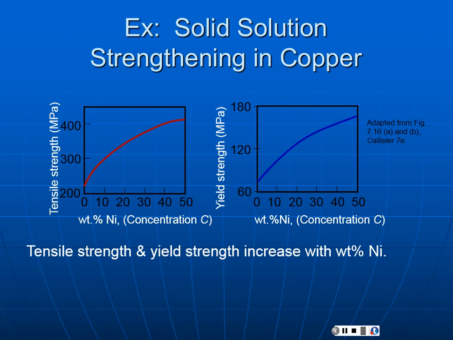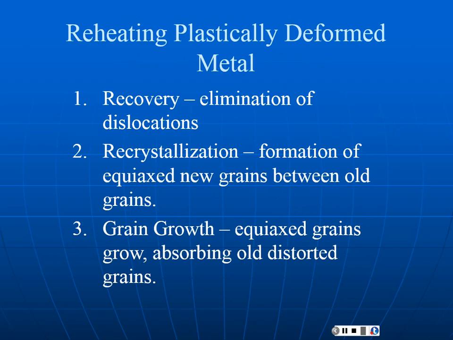And because it's not a perfect substitute, it does distort the lattice of the copper just a little bit and makes dislocation movement more difficult. Okay. So that's how we strengthen materials.